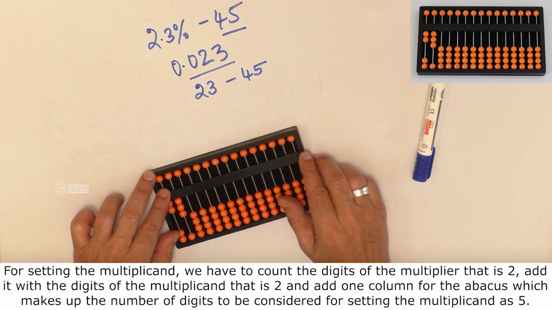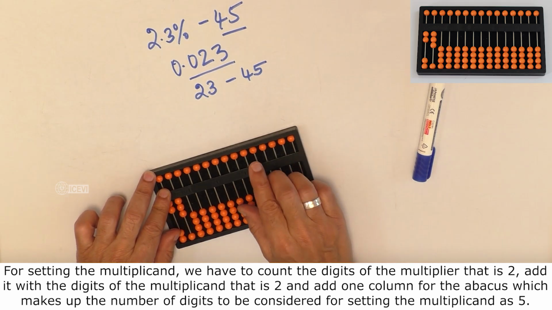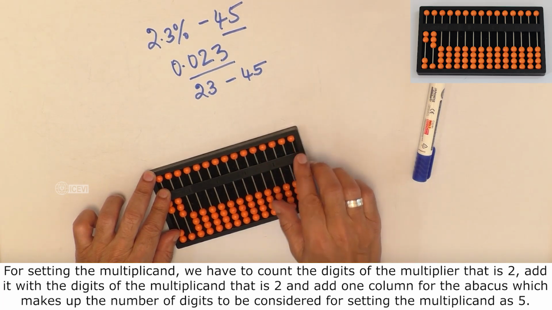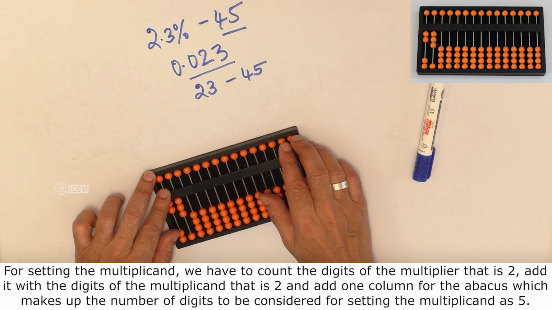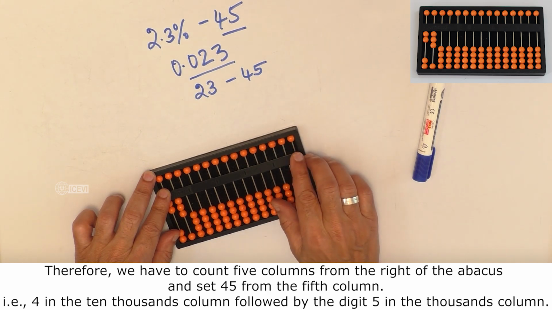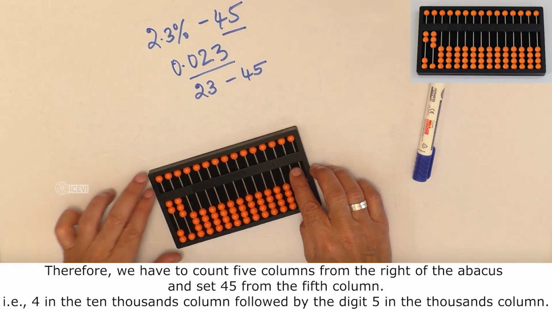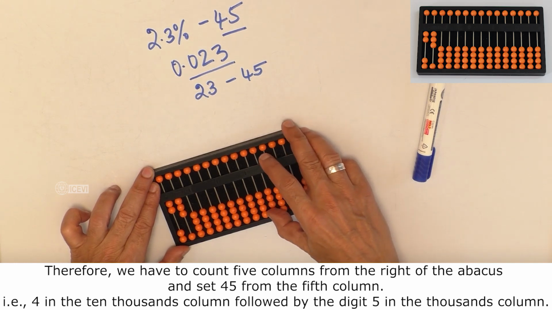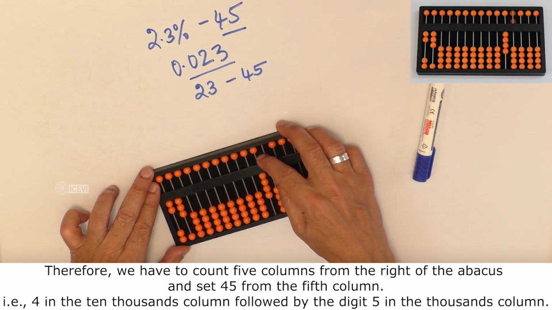For setting the multiplicand, we have to count the digits of the multiplier, that is 2, add it with the digits of the multiplicand, that is 2, add one column for the abacus, which makes up the number of digits to be considered for setting the multiplicand as 5. Therefore, we have to count 5 columns from the right of the abacus and set 45 from the 5th column, that is 4 in the 10,000s column, followed by 5 in the thousands column.